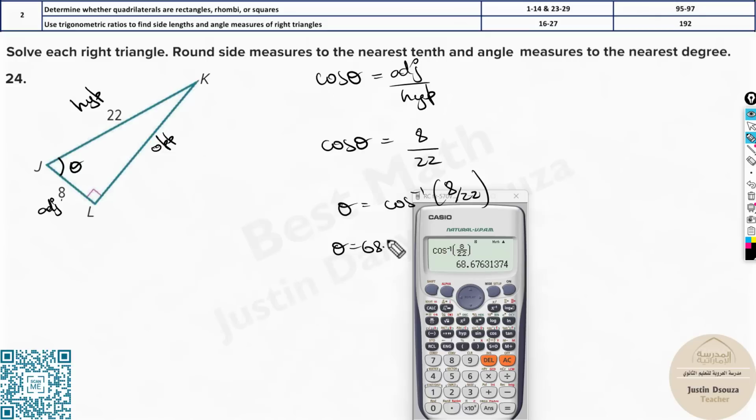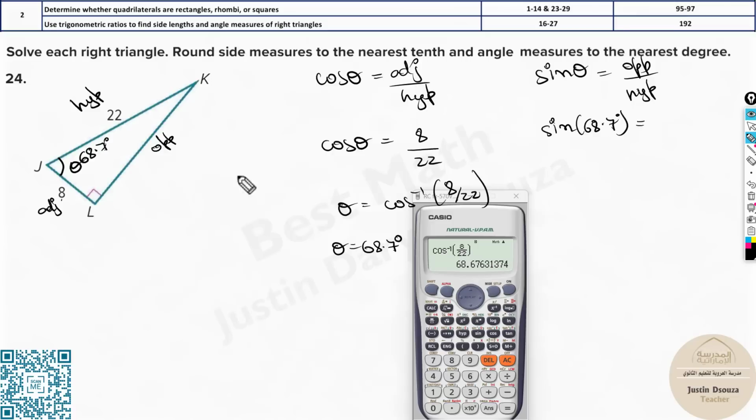Theta is 68.7 degrees. Now we know this is 68.7. Now, instead of finding the other thing, I'll find the opposite side. Now I'll change the formula from cosine theta to sine theta. Why? Because over here now I can find opposite by hypotenuse, right? Sine theta, or you can use tan theta as well. It's up to you. I'll just use sine theta, and now here sine theta is 68.7 degrees.